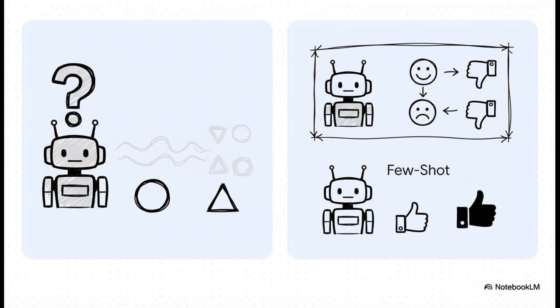Just look at the difference here. It's night and day. On the left, you've got a basic zero-shot prompt, just asking the model to classify sentiment. But on the right, you have a few-shot prompt. By just giving it a couple of examples of what a positive and negative review look like, you can dramatically boost the accuracy and consistency of its answers, all without any expensive fine-tuning.